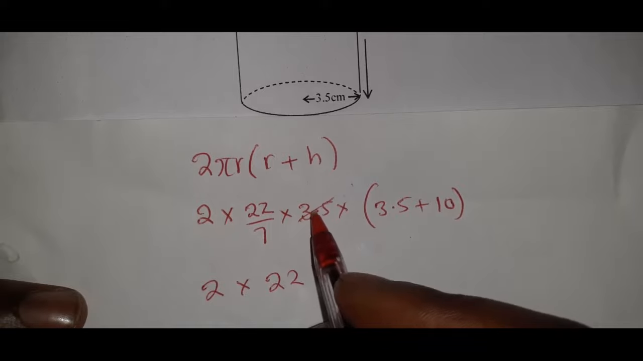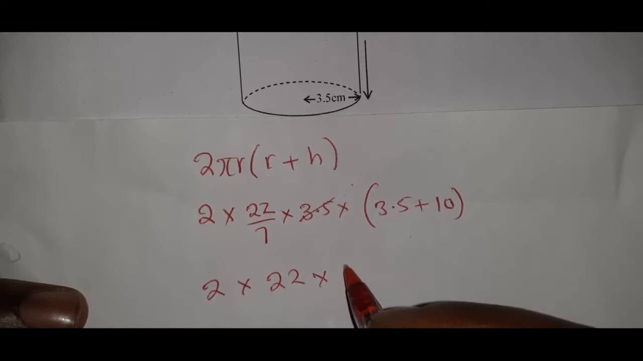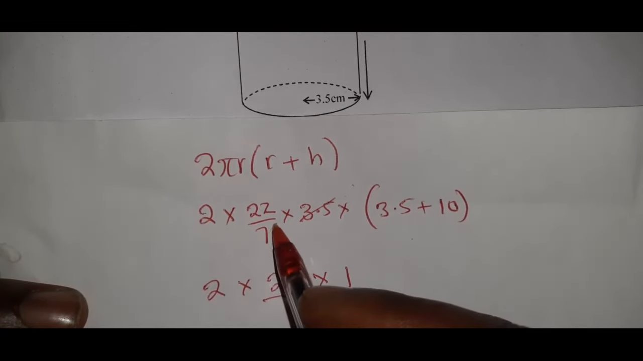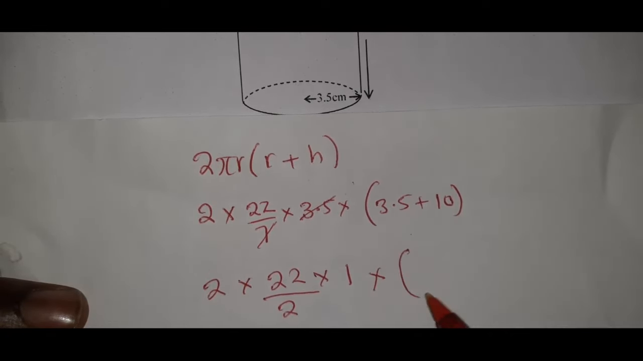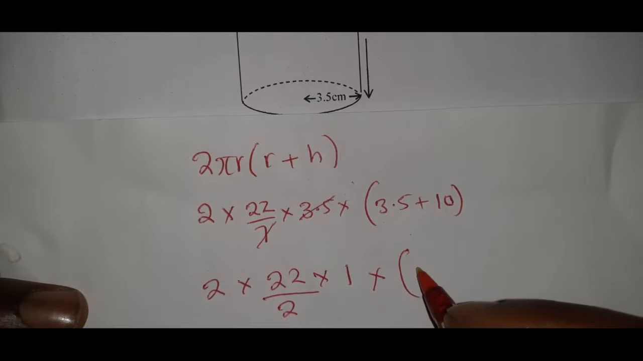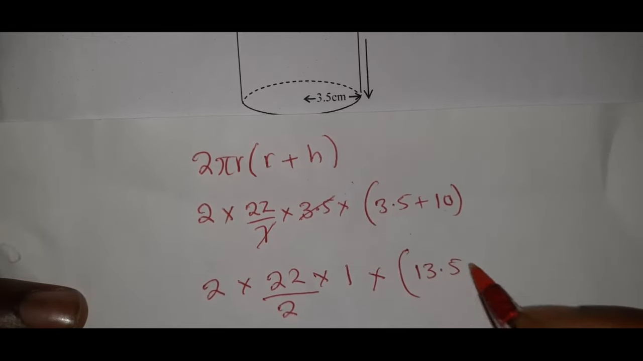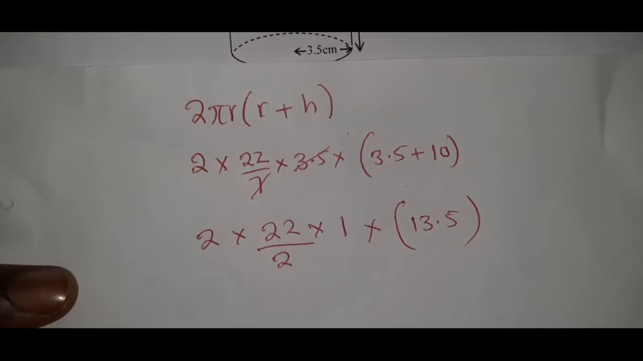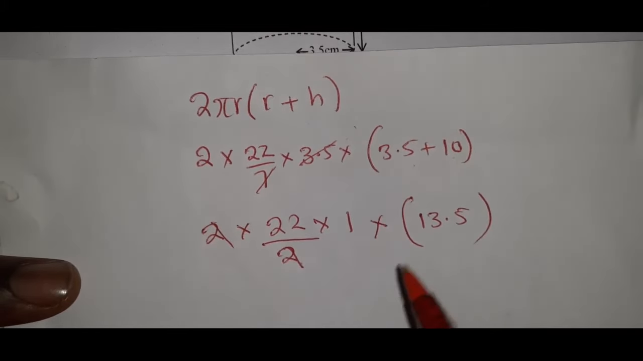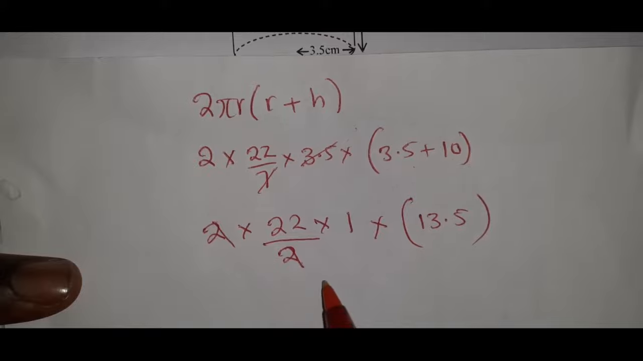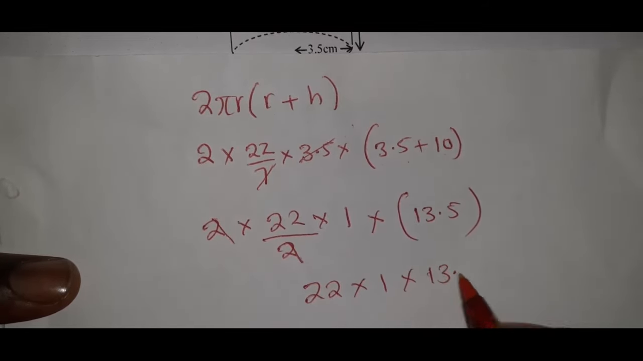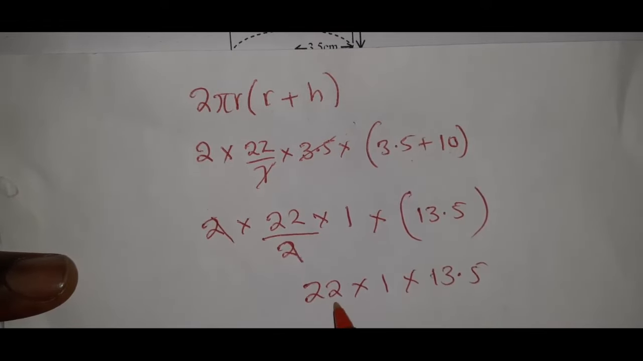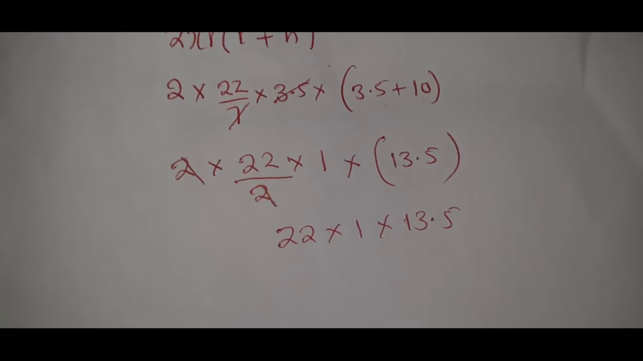3.5 into 3.5, it's 1. And 3.5 into 7, it's 2. Take note of that. Then when we add this, what do we get? We get 13.5. Okay, and this 2 and this one, we get 1. So we have 22 multiplied by 1 multiplied by 13.5, which is the same as 22 multiplied by 13.5. Let's multiply and see what we're going to get.